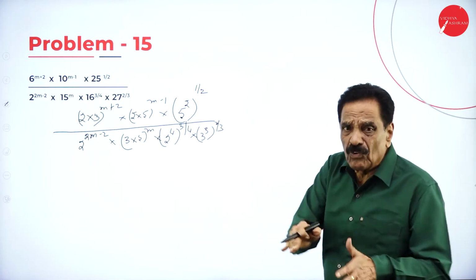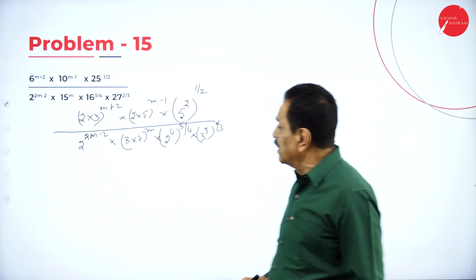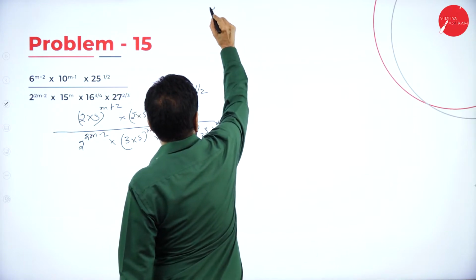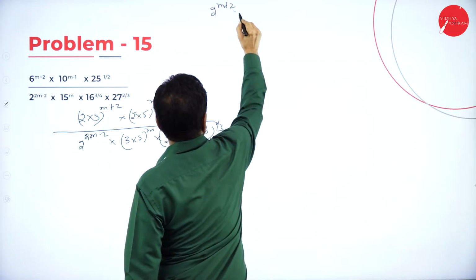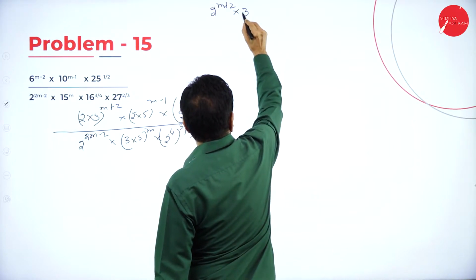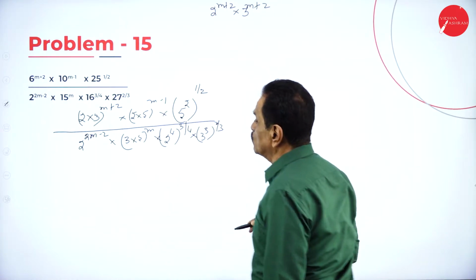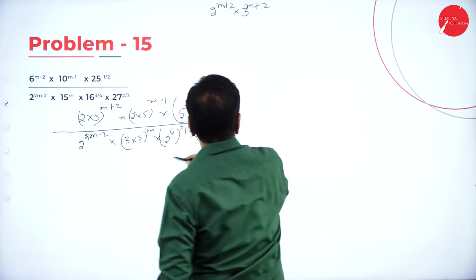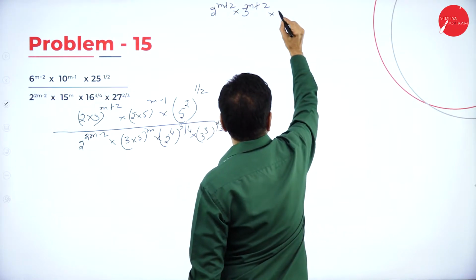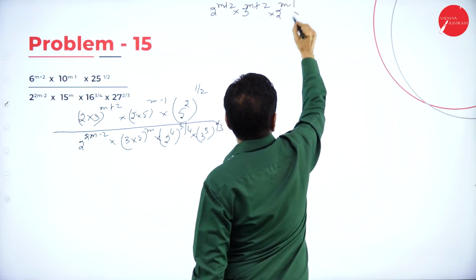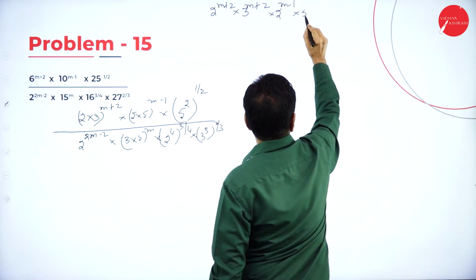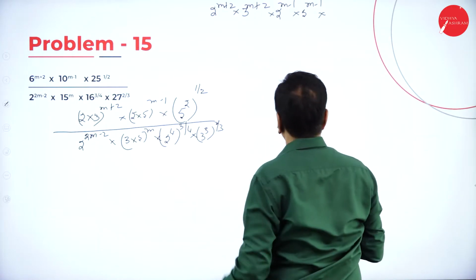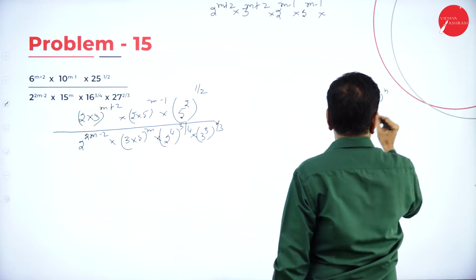Then you have to go like this. Simplification. This is AB to the power of m plus 2. You can write like this: 2 to the power of m plus 2 into 3 to the power of m plus 2. This can be written as 2 to the power of m minus 1, 5 to the power of m minus 1. This is nothing but this formula, a to the power of m to the power of n.